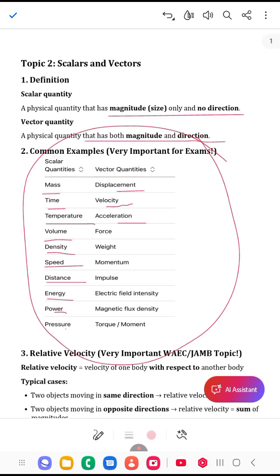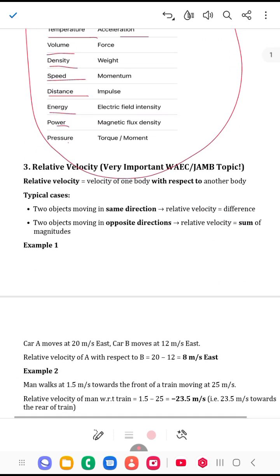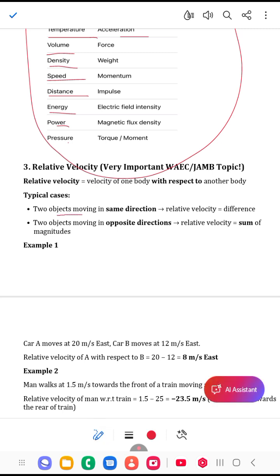Now let me move forward to the concept of relative velocity. When we talk about relative velocity, it is the velocity of one body with respect to another body. Something about relative velocity that you should know is that if two objects are moving in the same direction, then the relative velocity is the difference between them. If they are moving in opposite directions, the relative velocity is the sum of the magnitudes.